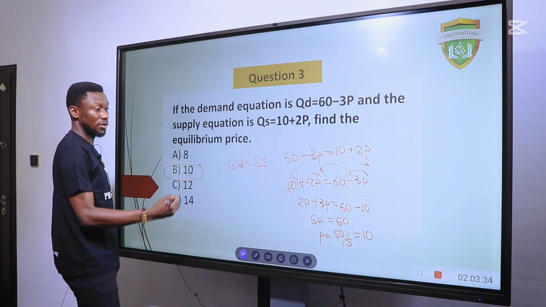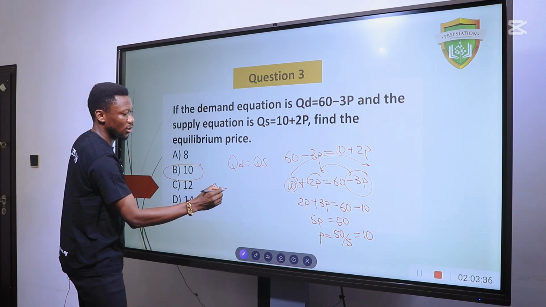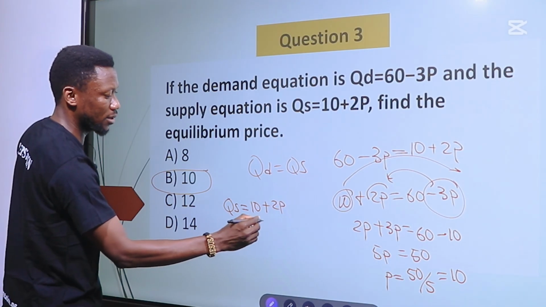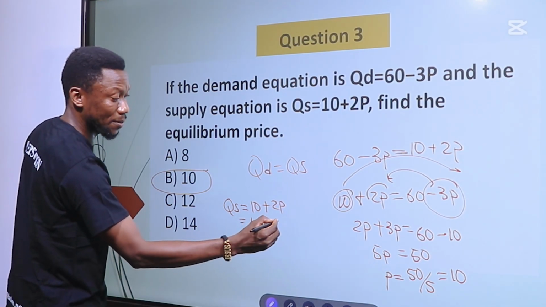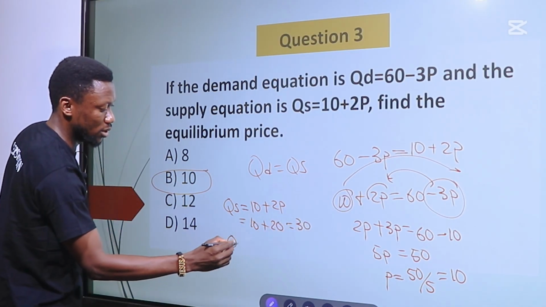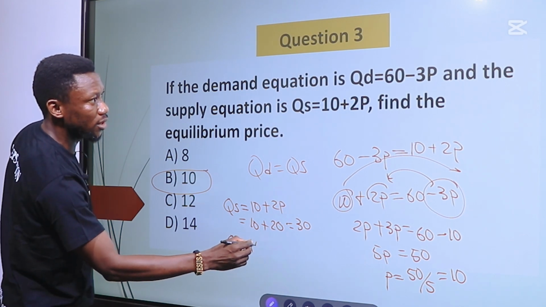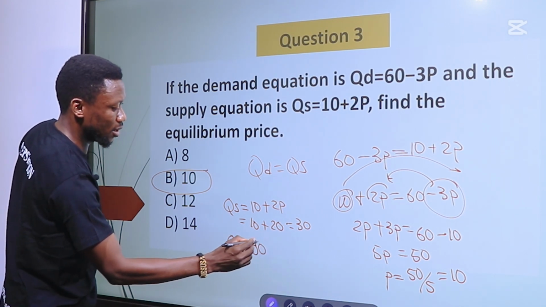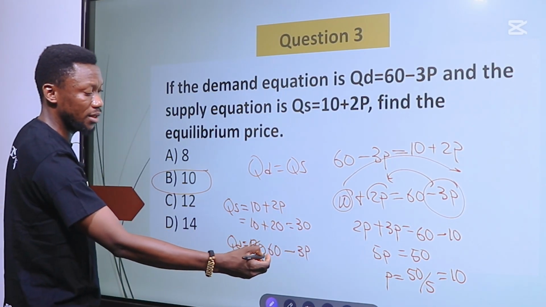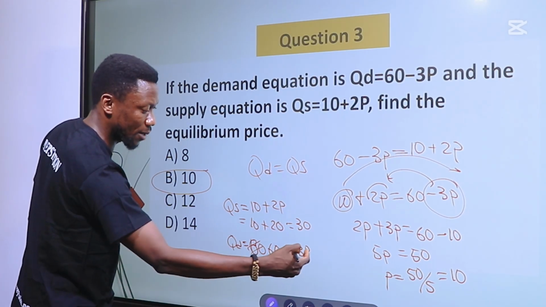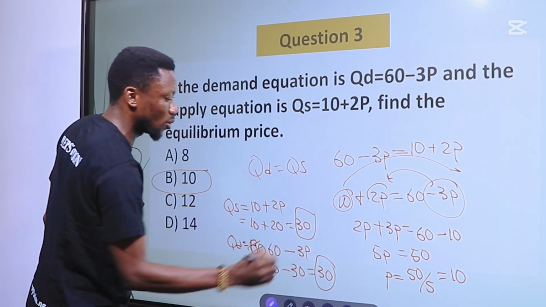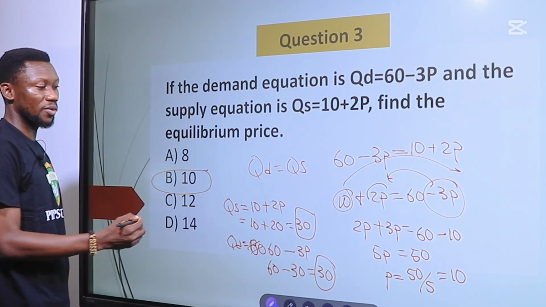And if you want to verify this further to be sure it's correct, just say QS equals 10 plus 2P, and substitute the 10 into the value. That will be 10 plus 2 times 10, which will give you 20, and 10 plus 20 will give you 30. The same thing with QD, which is 60 minus 3P. Substitute the 10 for P, that makes it 60 minus 3 times 10, which will give us 30. That will also be 30. And this shows our equilibrium quantity and shows that our answer is correct, as this is the equilibrium price.